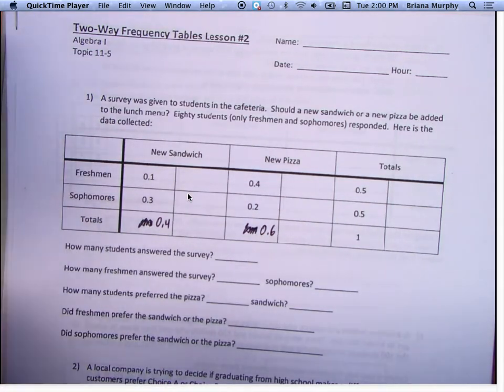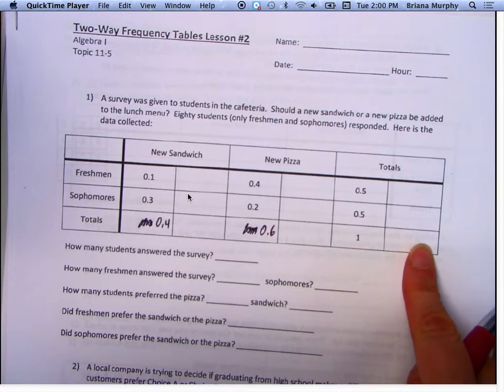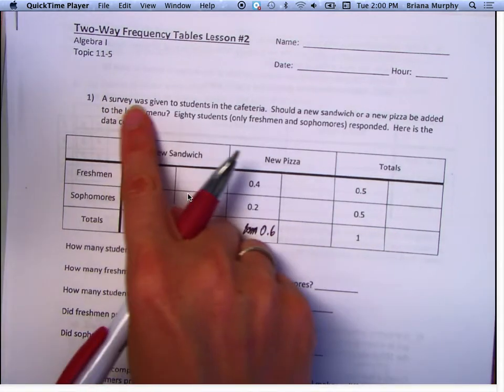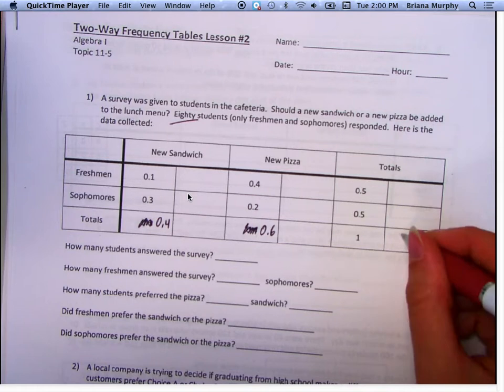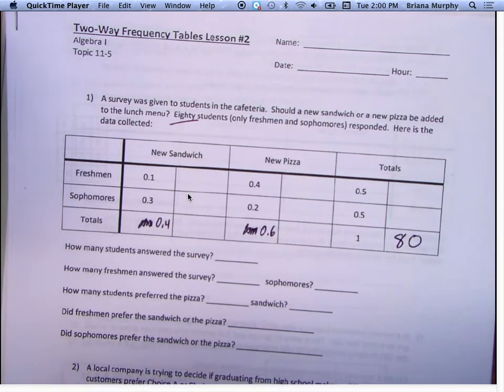A survey was given to students in the cafeteria. Should a new sandwich or a new pizza be added to the lunch bag? 80 students, only freshmen and sophomores, responded. Here is the data collection. Okay, so how many students total participated? It says it right in here. 80. Oh, 80. 1 is the percentage. Okay. All right.